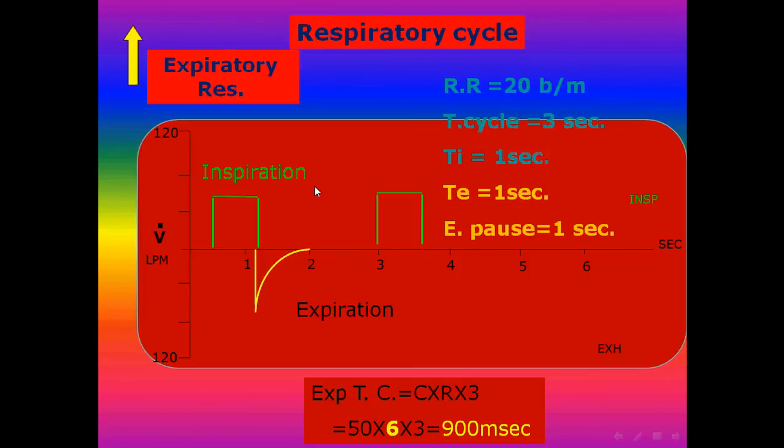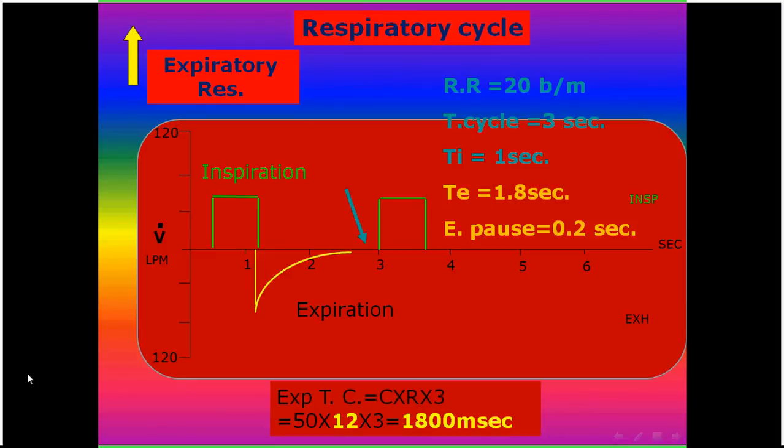Look at it the other way. If the respiratory rate is fixed at 20, and this is a normal expiratory resistance, the duty cycle is 3 seconds: 1 for inspiration, 1 for expiration, and 1 expiratory pause. If this resistance increased instead of 6, it became double, 12.